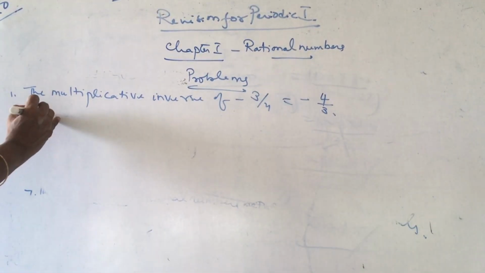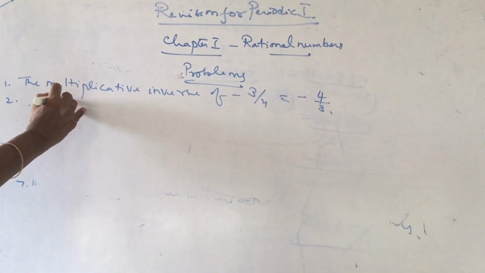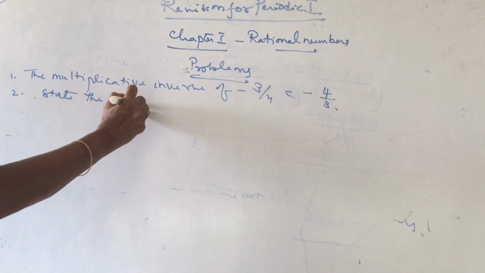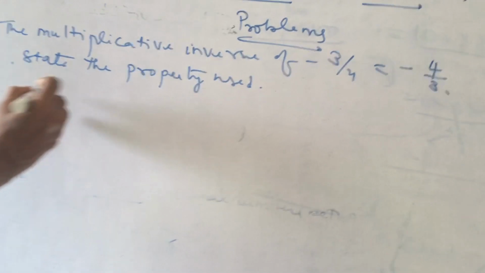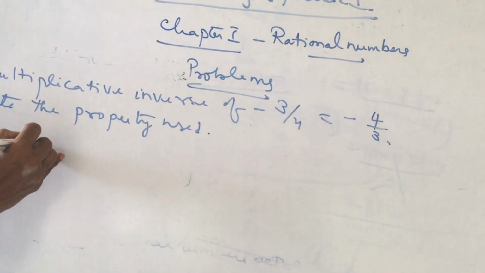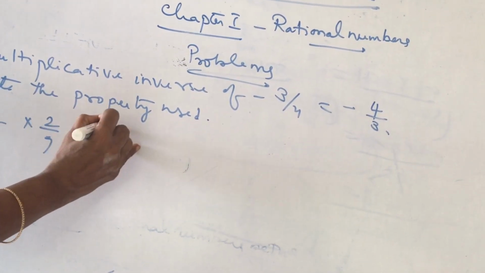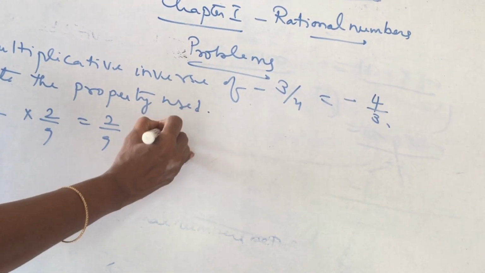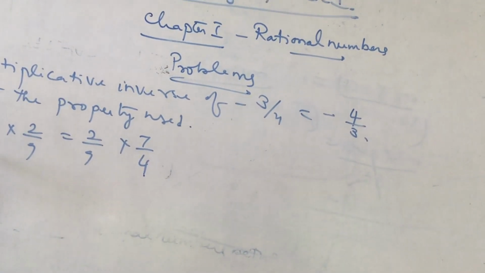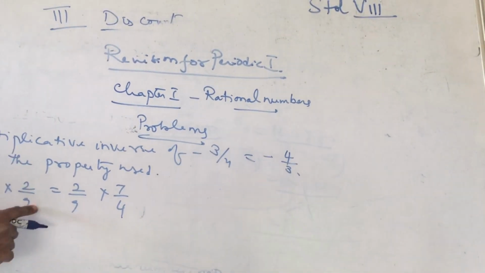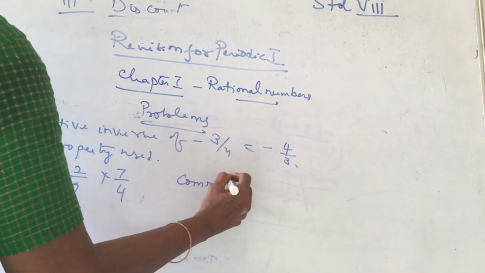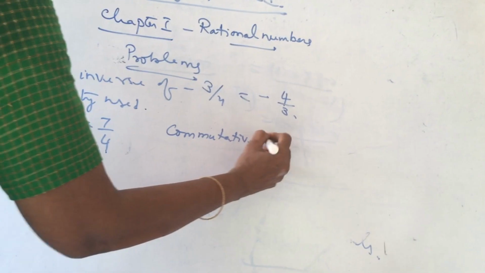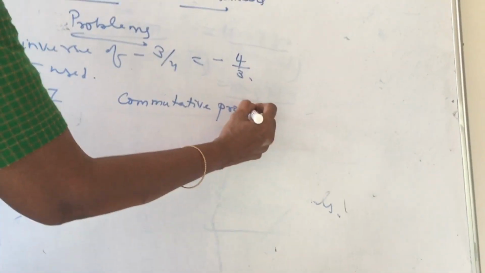State the property used. 7 by 4 into 2 by 9 is equal to 2 by 9 into 7 by 4. A into B is equal to B into A. So this property is called commutative property.